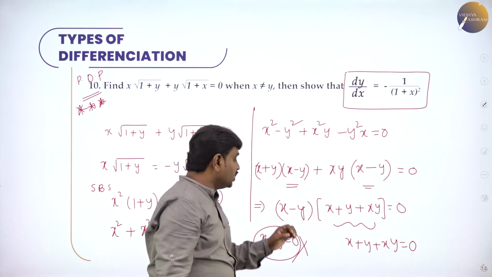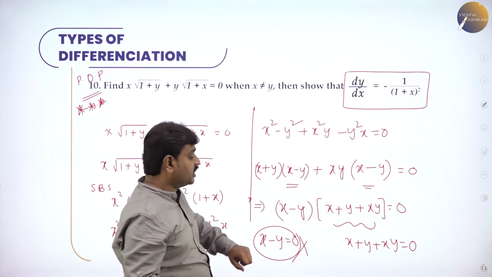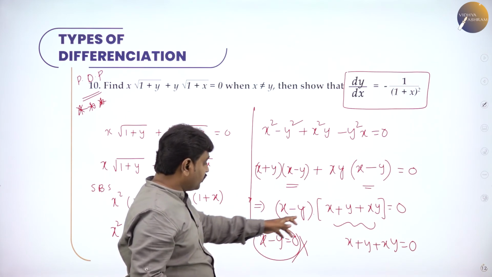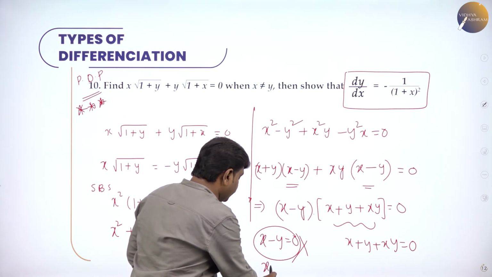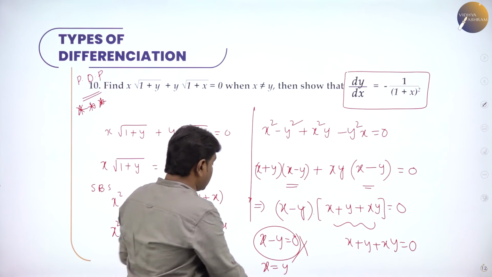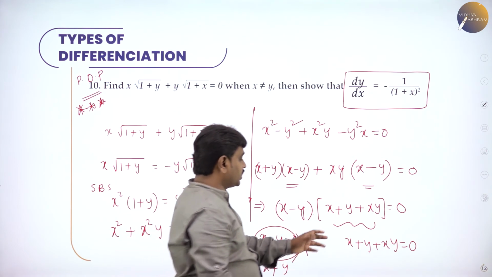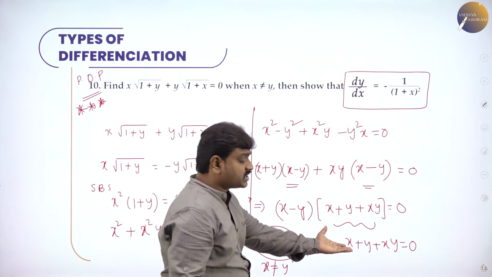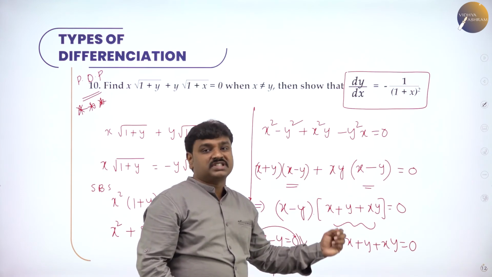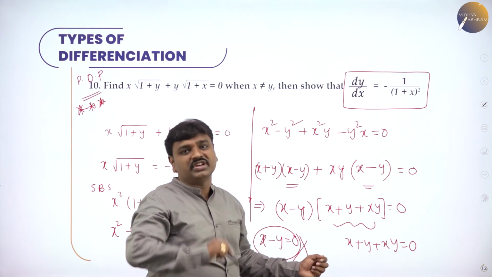From the product of two terms, that first factor is not considered because x minus y, if I equate it to 0, I will get x equal to y, which they said x not equal to y. So that's why this cannot be taken. So this is equal to 0. Now in this, convert it and make it explicit. Explicit means what? Convert it into y is equal to f of x.